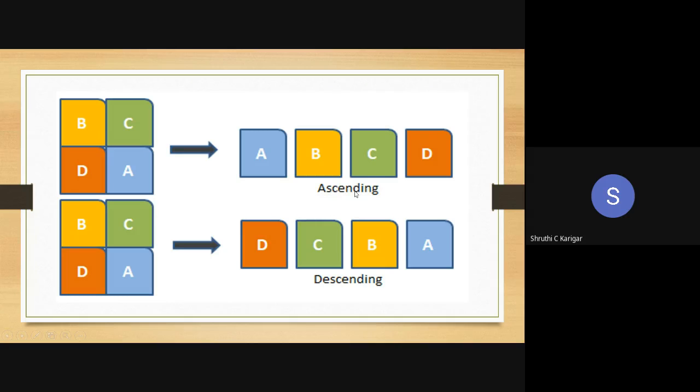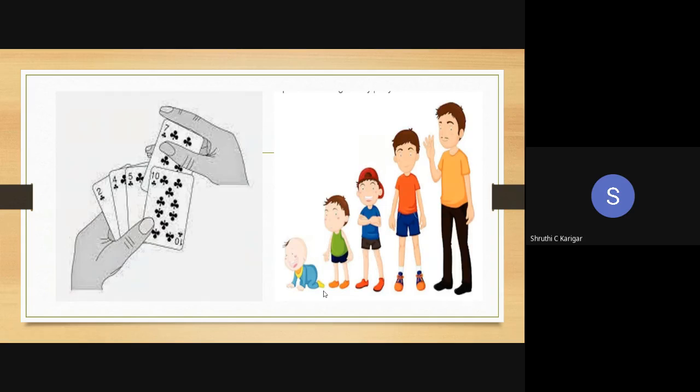So you can just remember ascending by the first letter, A. What does it look like? From the smallest to the largest, and descending is the opposite of the ascending order. So this is an example.